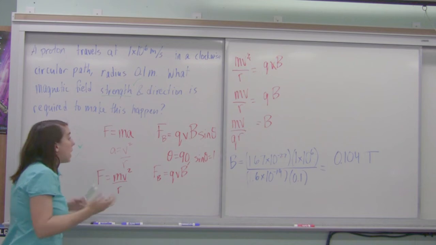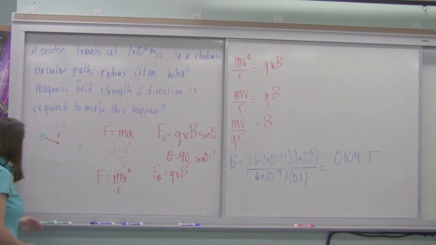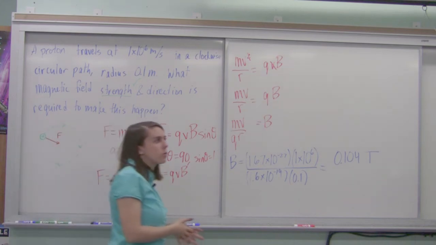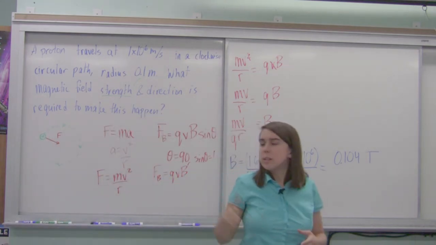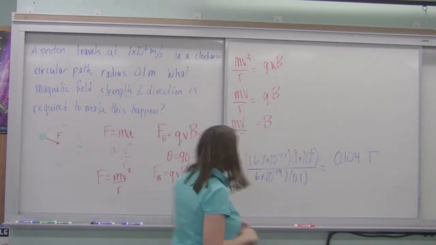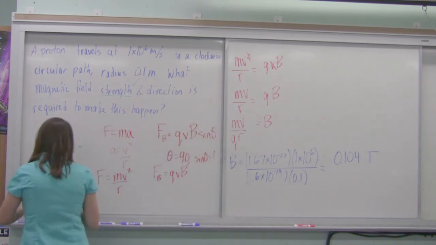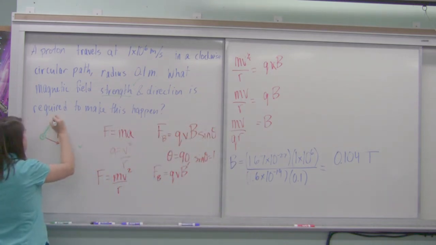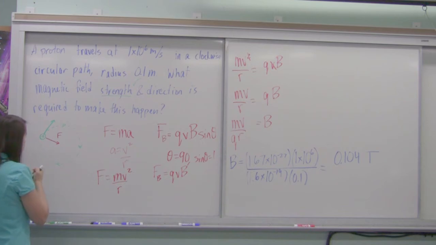Now we need to figure out the direction of the magnetic field. The way we are going to do this is by using our right-hand rule to figure out what direction of field we would need to get this direction of force. We know at this particular moment, while the proton is traveling in this direction, tangential to the circle, the force is towards the center of the circle here.